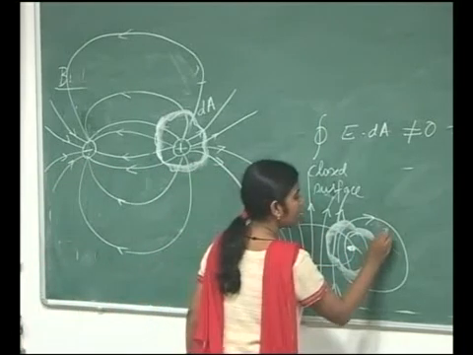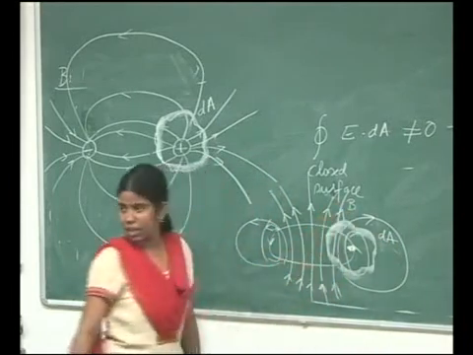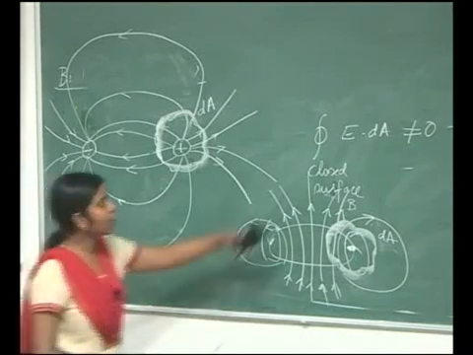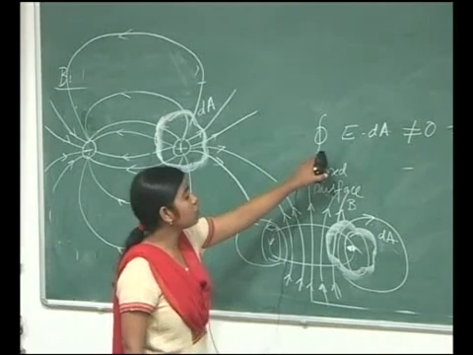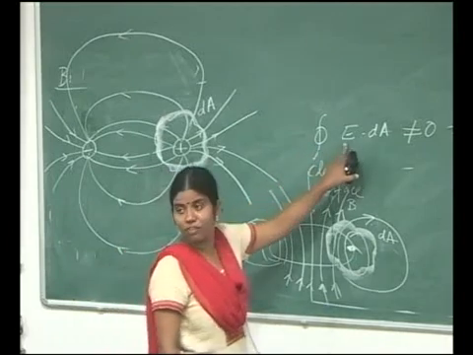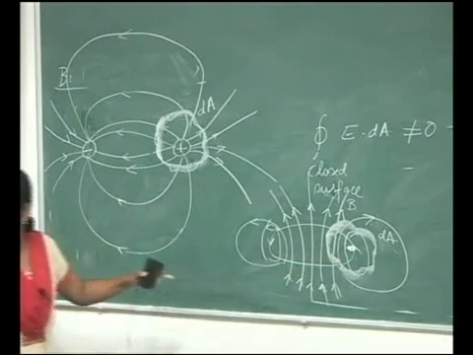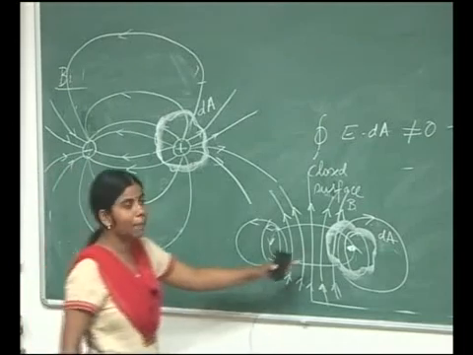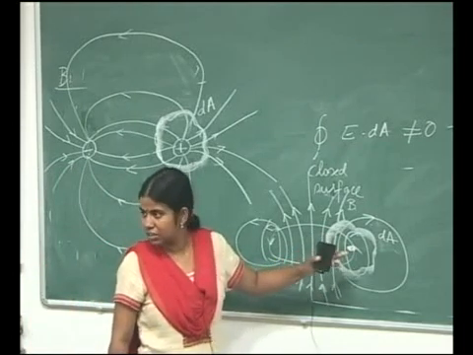Now, if I try to do the same thing here, I draw an arbitrary surface dA, and what are these lines? These are B, magnetic field lines. Okay. Then I cannot say that the closed surface integral of the magnetic flux over this closed surface is equal to some finite value, because I know there is no magnetic charge. There is no magnetic charge. Is it clear to you?